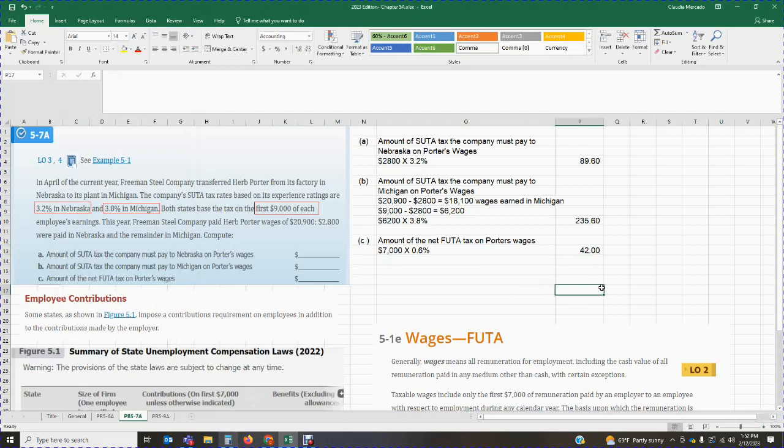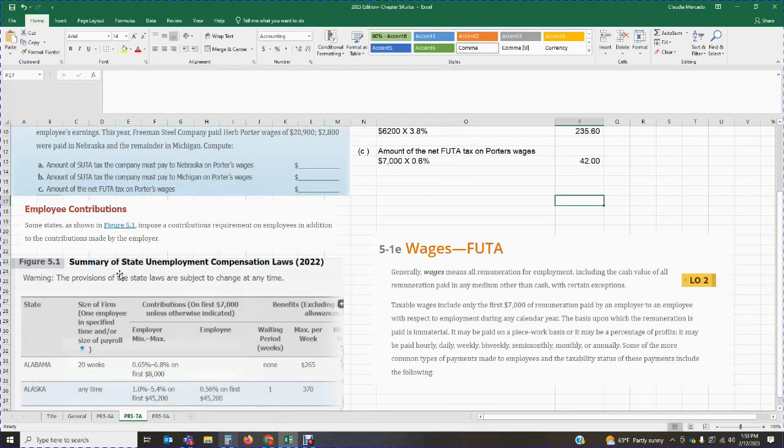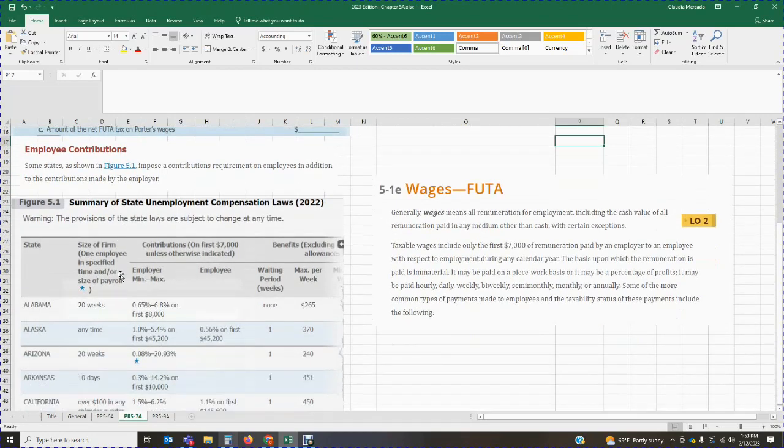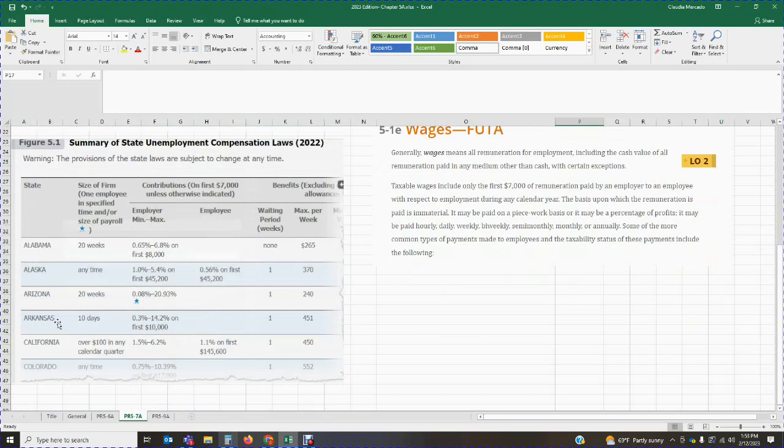So to recap, we have SUTA and FUTA. FUTA is basically to administer the state and federal unemployment program. SUTA is where we actually put money into a trust account for when we have to pay unemployment. That is where we take the money out from. Now, for SUTA, the tax rates change by state. The limit, the maximum amount that we're going to pay taxes on, changes by state. In figure 5.1, you're going to have a summary of all of the state unemployment compensation laws, with the different rules by state. It also states what the taxable amount is.